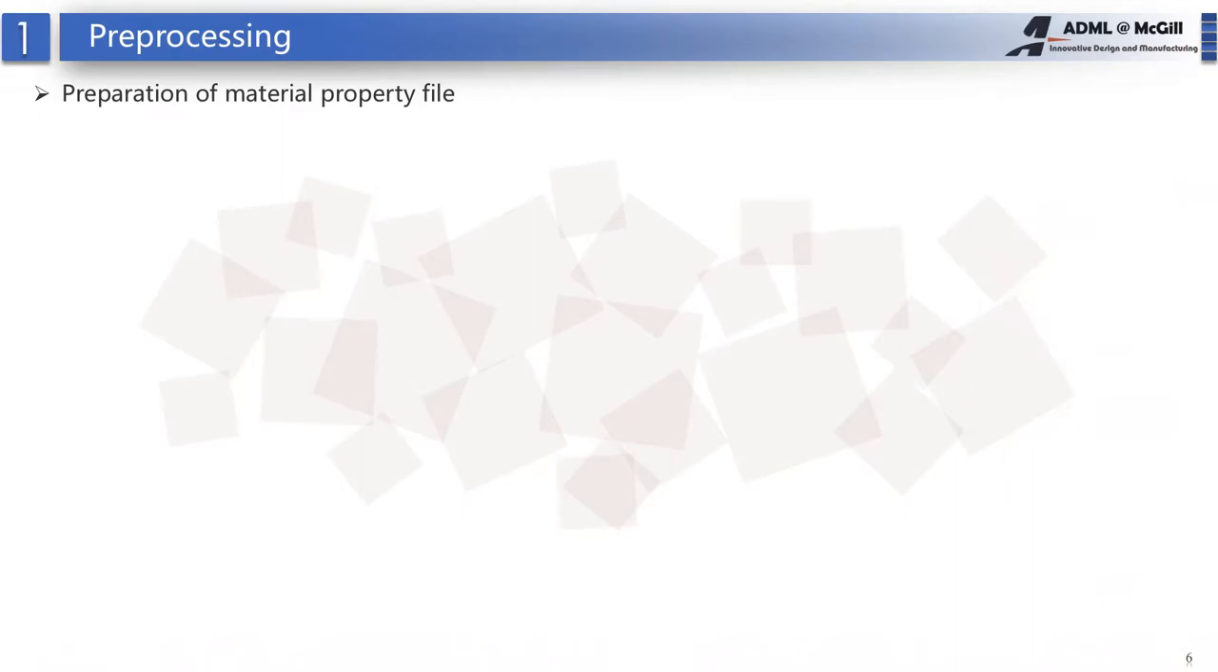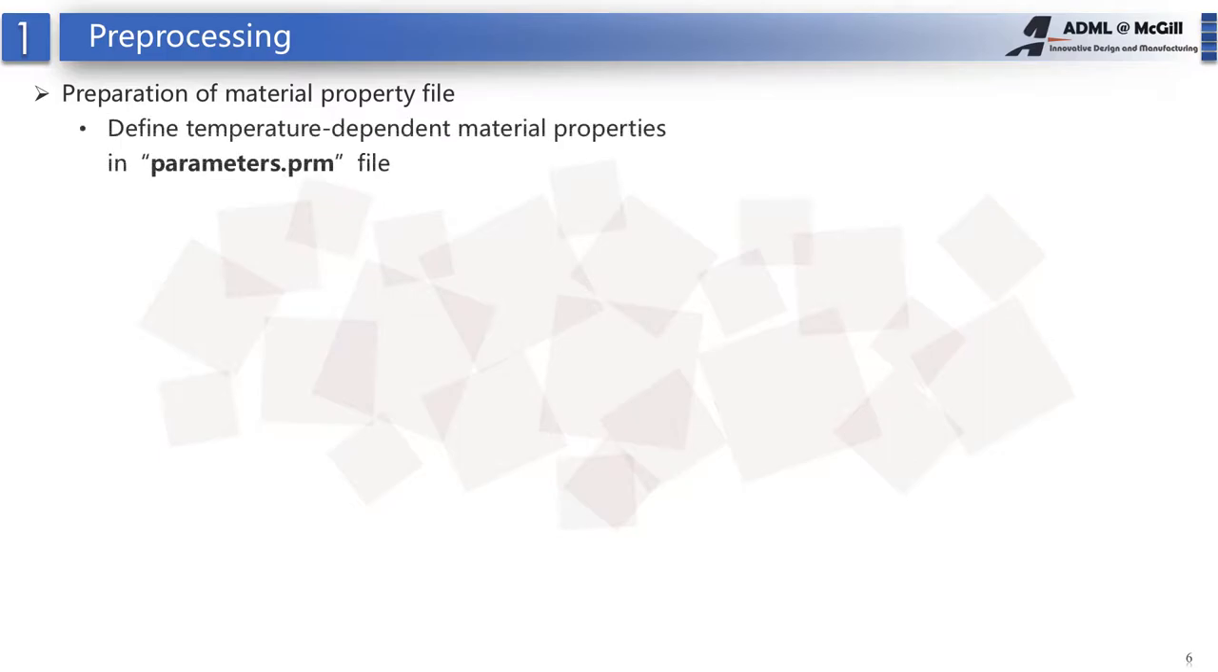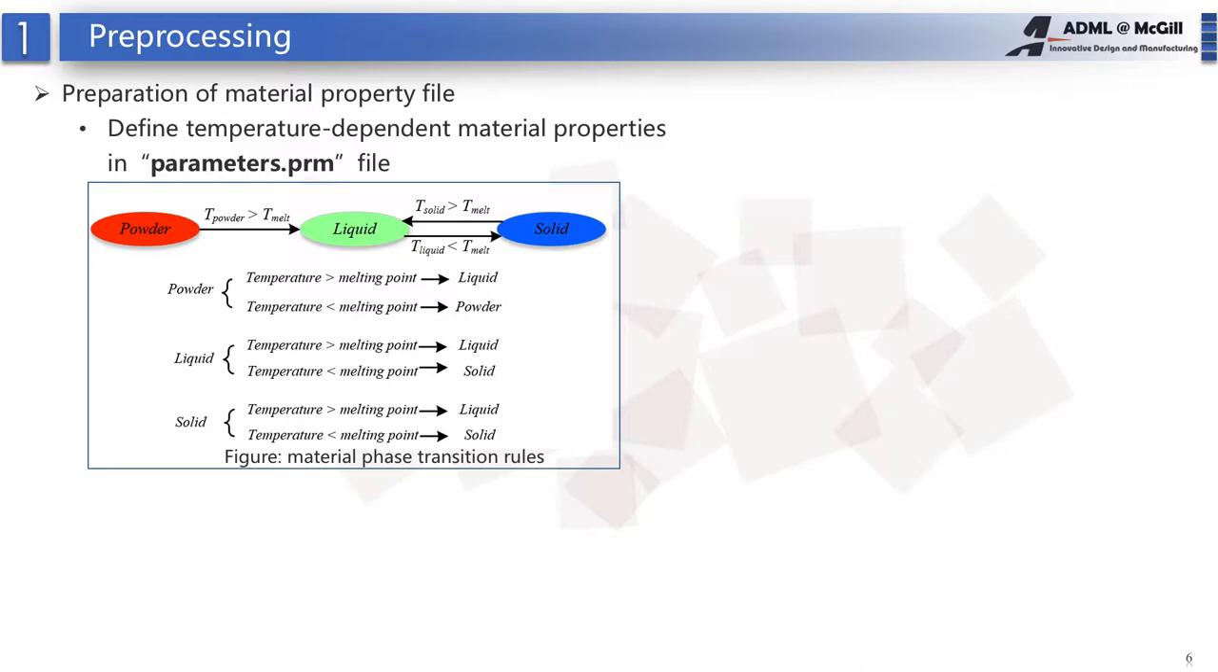The next step is to define the temperature-dependent material property file. The properties of powder material are quite different compared with the properties of solid material at the same temperature. Each cell undergoes three different material phases during the melting and solidification process. Thus, a mechanism needs to be established to indicate which material phase a cell is in at a certain temperature.